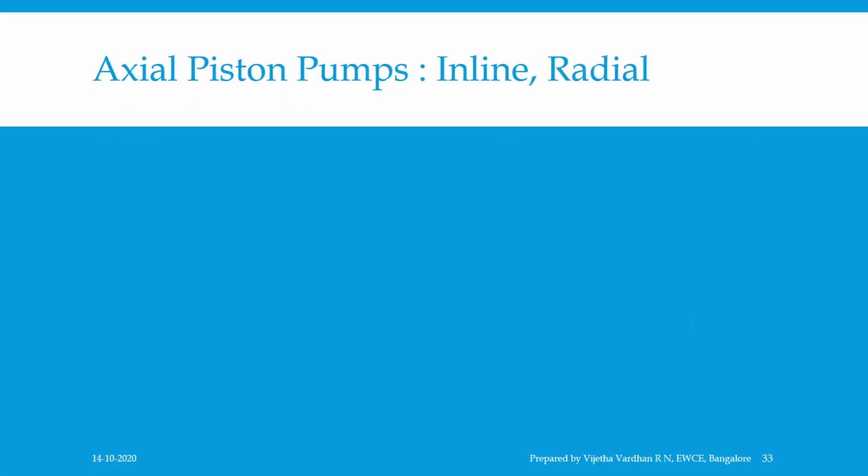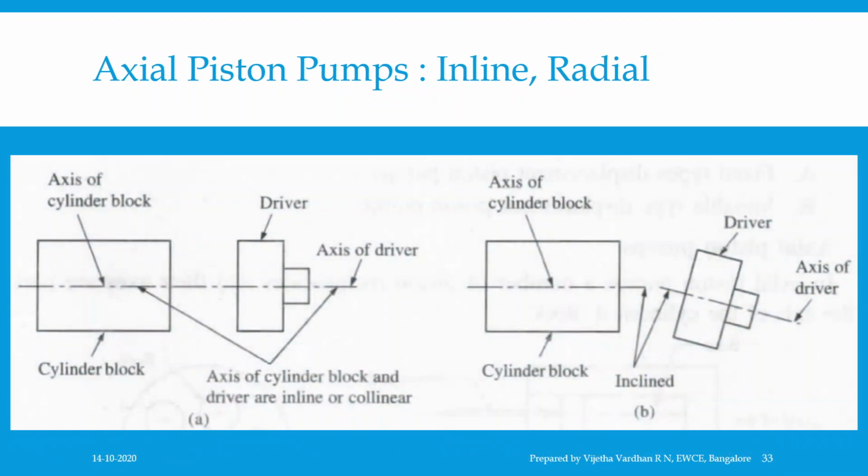Then coming to the axial piston pumps, all the axial piston pumps are further classified based on the orientation of the axis of the cylinder block and the axis of the driver. Based on this, we have two types. They are called inline piston pumps and the bent axis piston pumps. Now let us understand about the same.